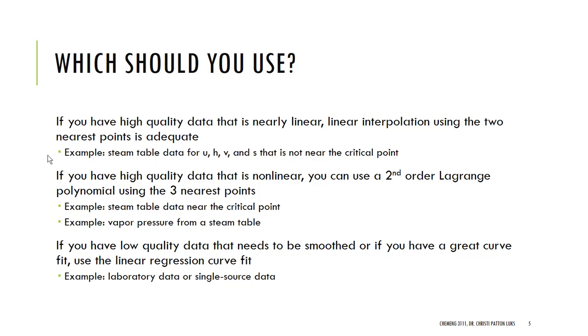Now, when it becomes nonlinear, then actually that second order Lagrange polynomial using the 3 nearest points can be very good. So this works for that steam table data when it starts getting near the critical point. Or also vapor pressure data works very well with this.